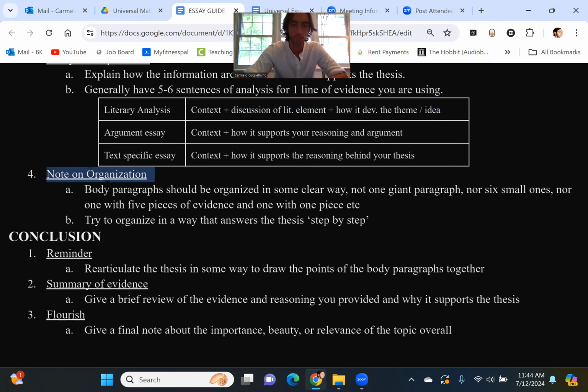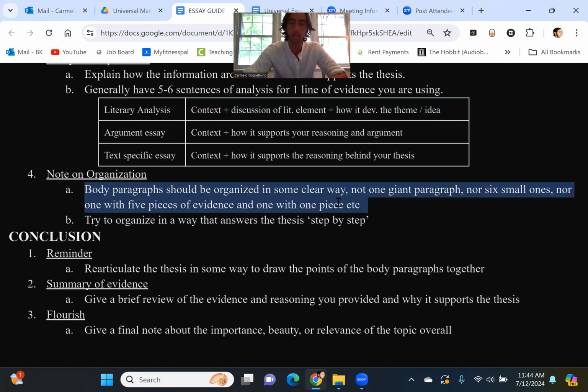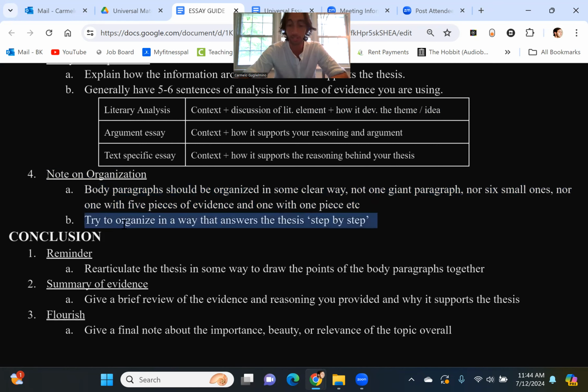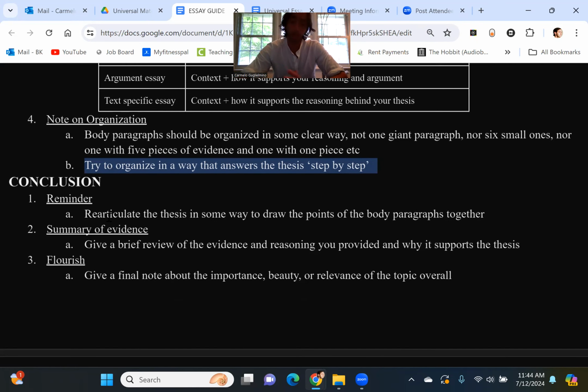Note on organization here. Your body paragraph should be organized in some clear way, not one giant paragraph or 6 small ones. Same thing that we mentioned before. Try to organize in a way that answers the thesis step by step, right? That's a particularly advanced way to organize your body paragraphs. If your thesis is asking you to compare and contrast something, or asking how a character develops, you want to match the sequence and the logic of your organization to that question, okay? Okay, so if you've done that, take a breather.